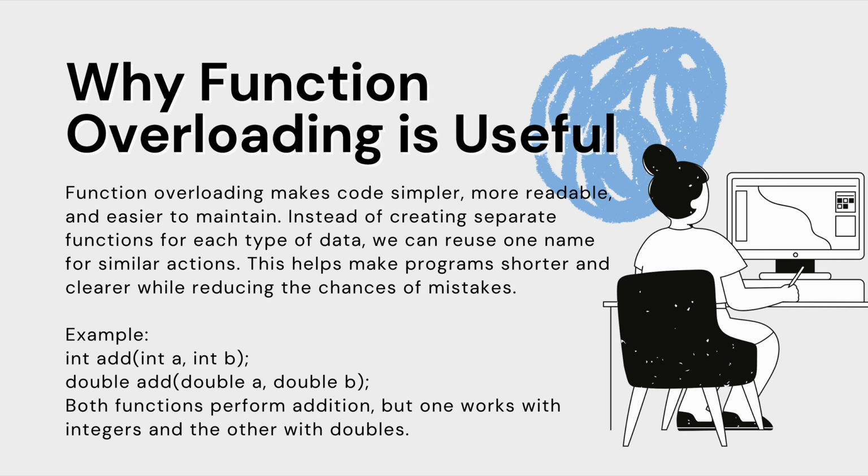Why function overloading is useful. Function overloading is especially helpful when we want to perform similar operations on different kinds of data. For example, we can create two functions with the same name, add, one that adds integers and one that adds doubles. This keeps our program short, organized, and more readable without needing names such as add_int or add_double.